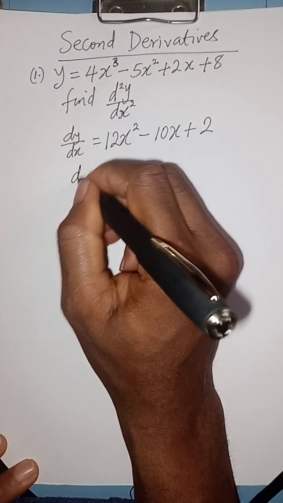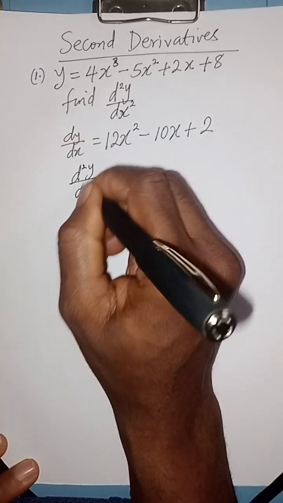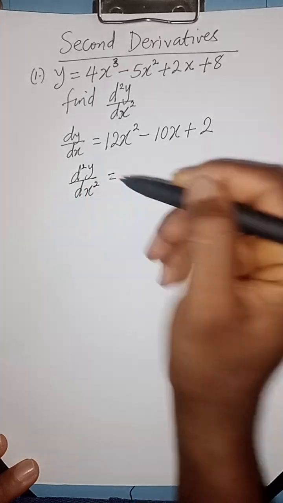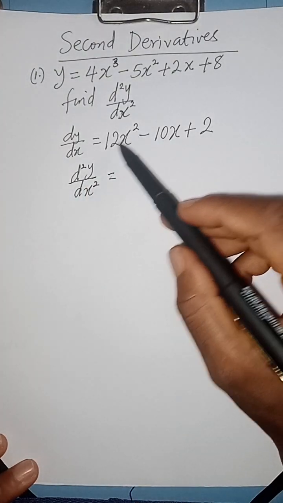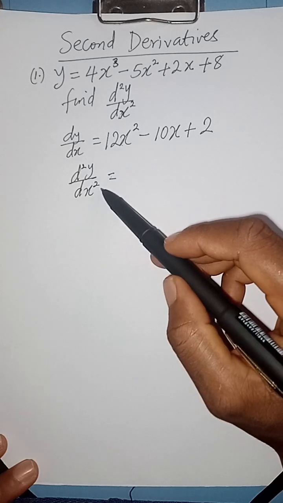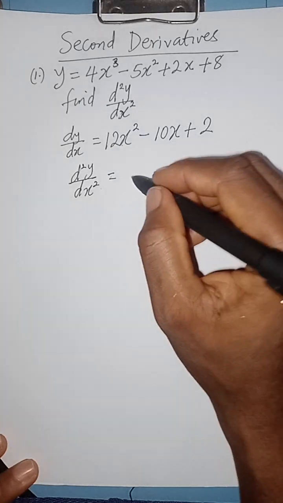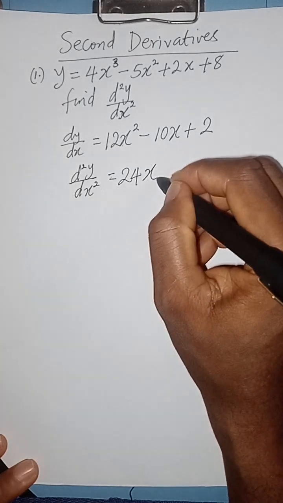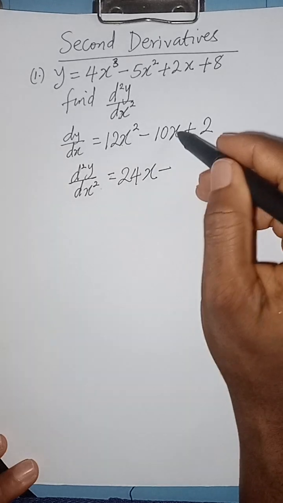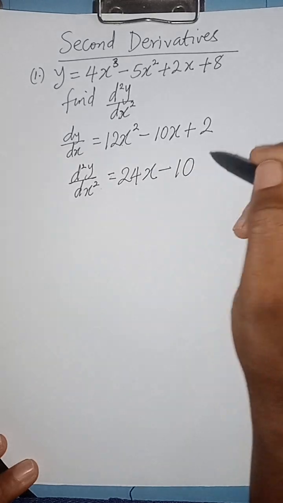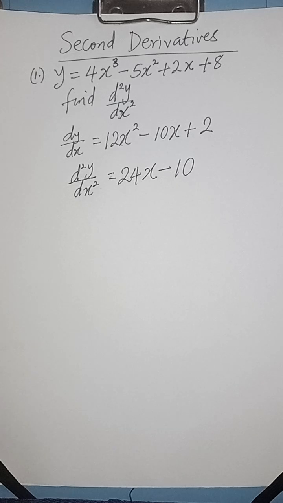So this is the first derivative. Now, the second derivative will be d squared y over dx squared. From the first derivative, you get the second derivative. So you look at this: 2 times 12 is 24x, minus, if you differentiate 10x, it's 10. That's the answer to the question. It's very easy to get the second derivative. There is no difference from what we've been doing before.